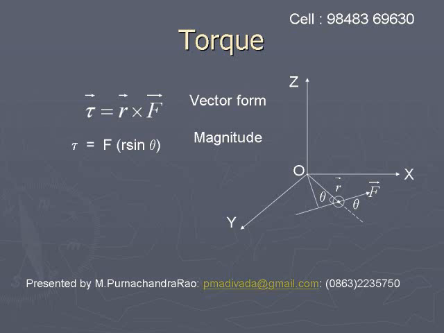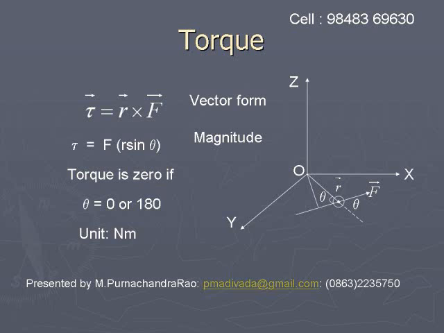This can also be interpreted as the force multiplied by the perpendicular distance from the axis of rotation. If we consider the length of the radius vector as R, then the perpendicular ON becomes equal to R sin theta. Hence, the moment of the force is F into R sin theta, force multiplied by perpendicular distance. This is the magnitude of the torque.